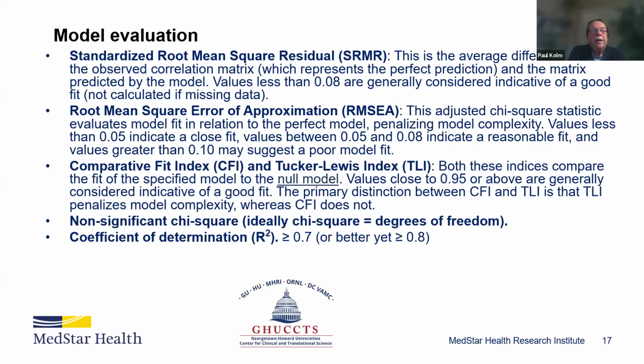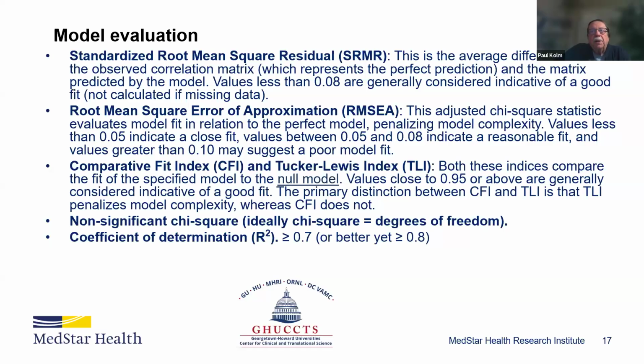Then we have a couple of fit indices, the comparative fit index and the Tucker-Lewis index. And both of these indices compare the fit of the specified model to the null model. And so what you want here are values that are fairly large, that are close to 0.95 to 1. And values below that are going to indicate that you don't have a really great fit.